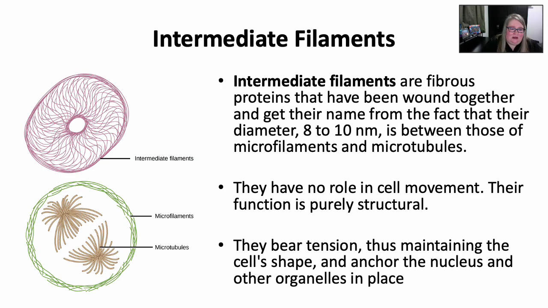Okay, so the next part of the cytoskeleton we're going to talk about is the intermediate filaments. Now, the intermediate filaments are different than the microfilaments. They are larger. Microfilaments are about 3 to 5 nanometers in size, and intermediate filaments are about 8 to 10 nanometers. So they're about halfway between microfilaments and microtubules. Now, intermediate filaments are made from fibrous proteins like keratin. These proteins can be wound together kind of like ropes, which is why they get their name intermediate filaments.